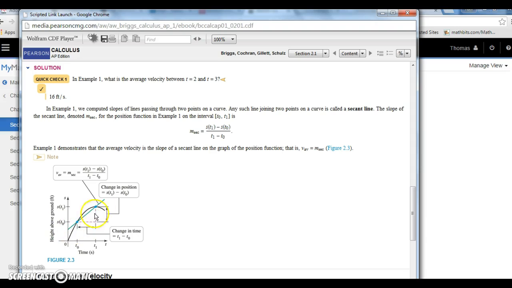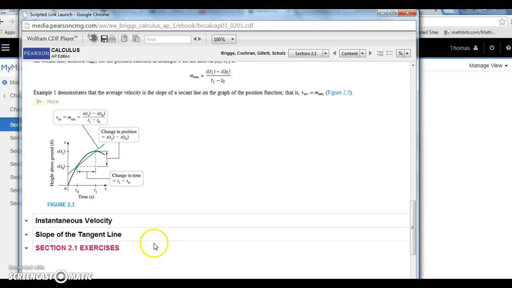And notice, here's your secant line between those 2 points, and that's your average velocity. The average velocity equals the slope of the secant line between these 2 points. V average equals the slope of the secant, which is the position function at time t sub 1 minus the position at initial time, over t sub 1 minus t initial. Here's your change in position.